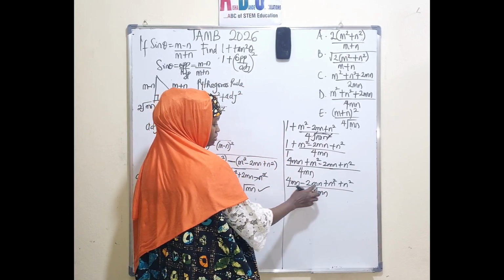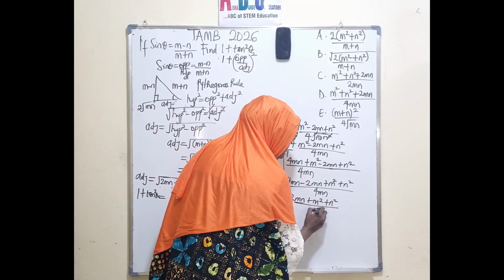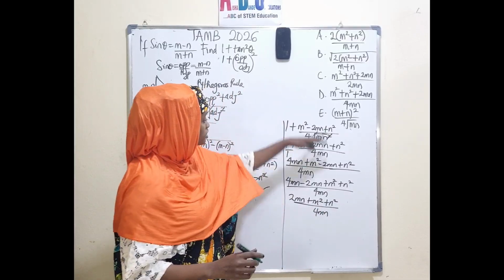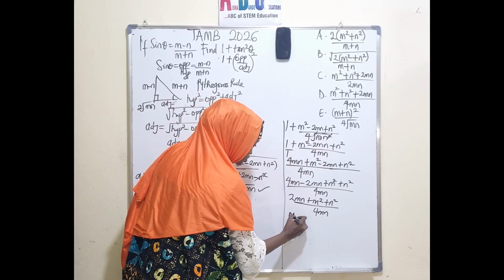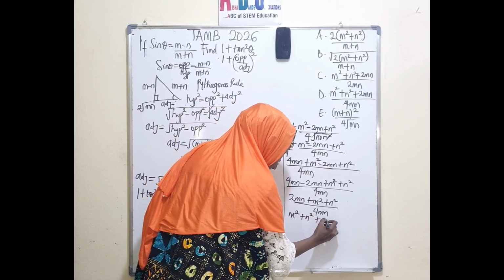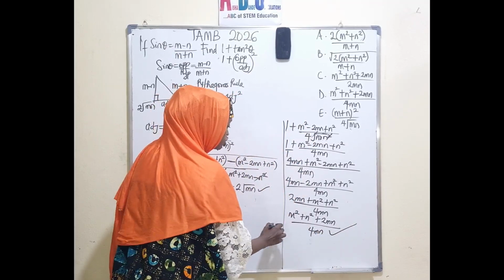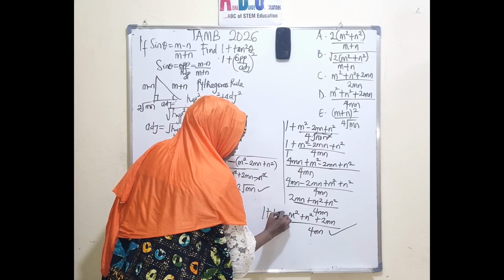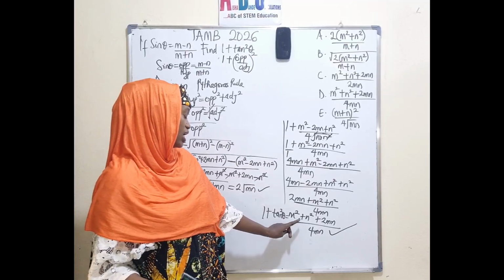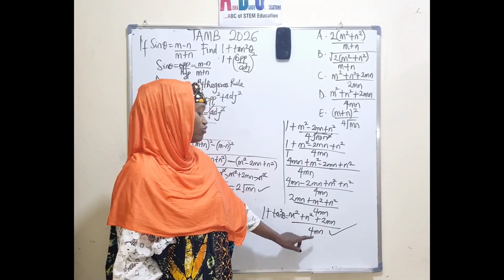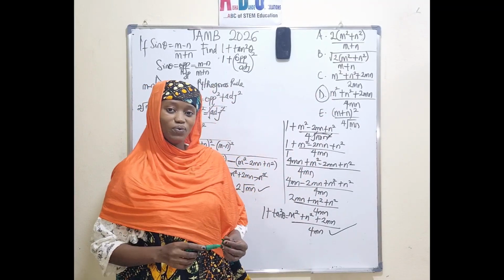So 4mn minus 2mn gives me what? 2mn plus m squared plus n squared over 4mn. So we have to look at the options and arrange according to how the options were given. Looking at all the options, we know that m comes first. So this becomes m squared plus n squared plus 2mn over 4mn. So we have simplified this to its lowest term. This is the value we have for 1 plus tan squared theta. So 1 plus tan squared theta is m squared plus n squared plus 2mn all over 4mn. Looking at the 4 options, option D happens to be the final correct answer.